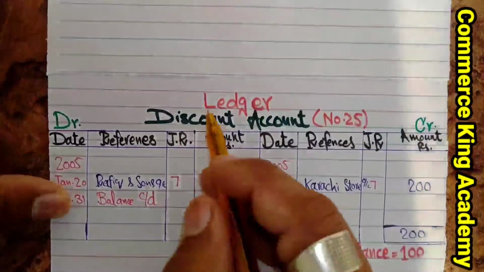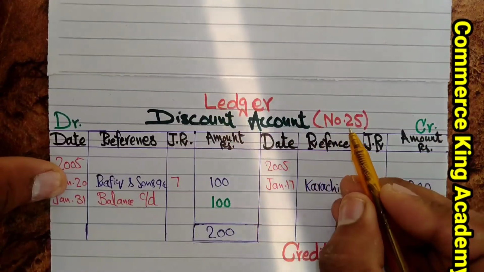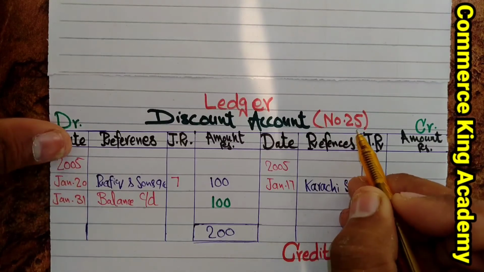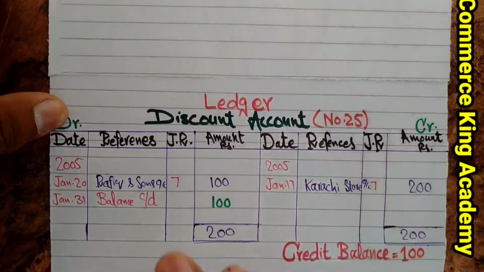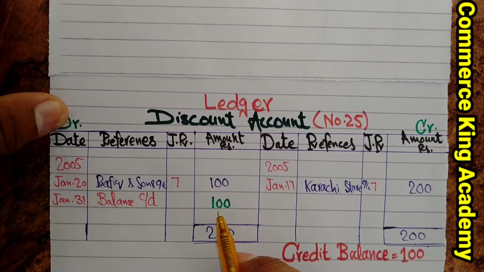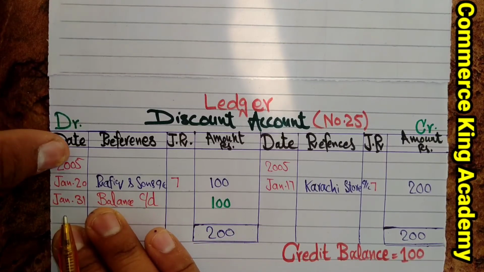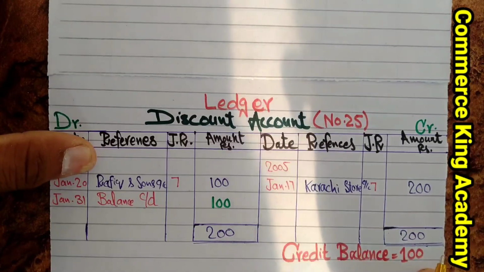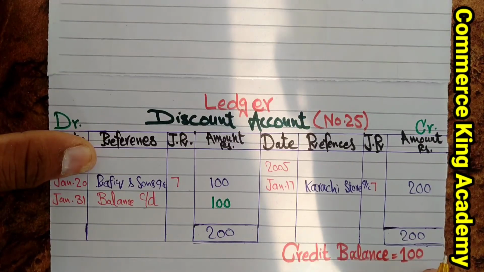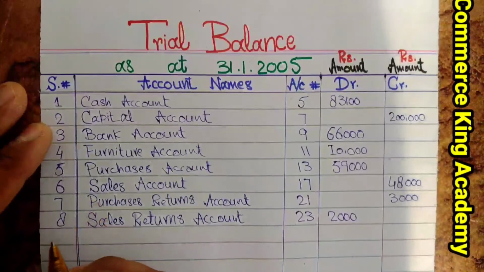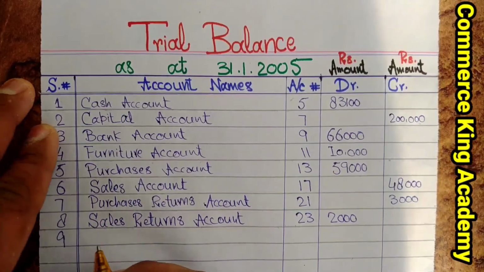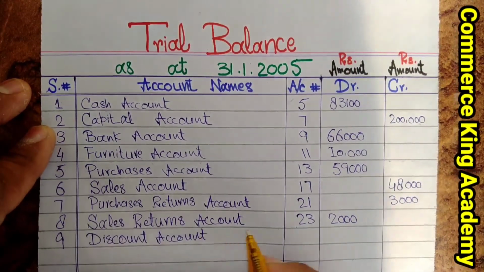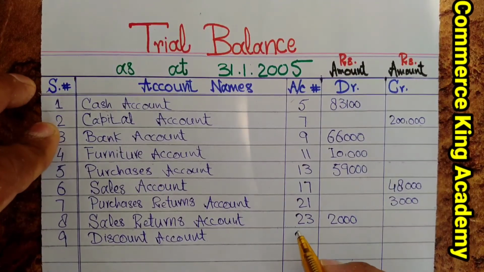Next account is ledger discount account with account number or ledger folio number 25, debit side, credit side. We have a difference of 100 rupees on debit side. So ultimately credit side is heavier. So in this way we have credit balance 100 rupees. Serial number 9, account name discount account. Ledger folio number or account number 25.